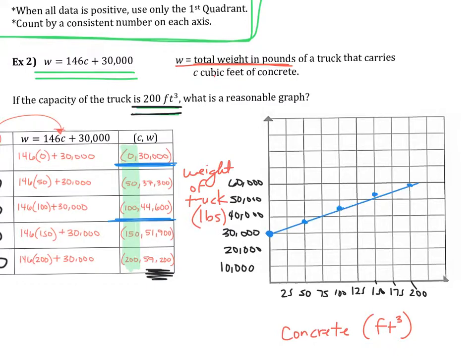Sorry, my graph didn't quite hit that. Apparently this one should have been a little lower. But you don't want to go past this 200 point. If you go past that, you're over capacity. So your graph would look just like that. Any questions on that whole process? Okay. Next. Let's put the ruler away. There we go.